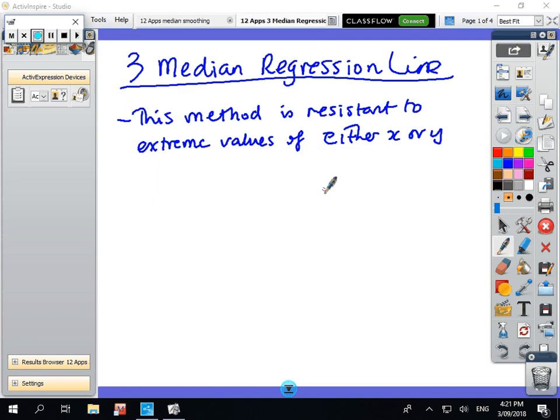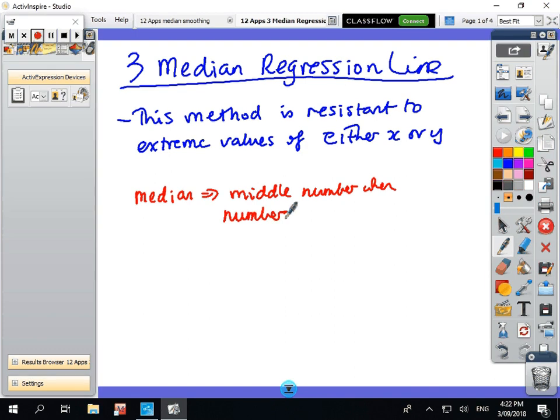Okay, so we're looking at another technique to get a smooth line, and it's called the 3-median regression line. This method is resistant to extreme values of either x or y. And just to remind you, the median is the middle number when the numbers are arranged in order of size from smallest to largest.